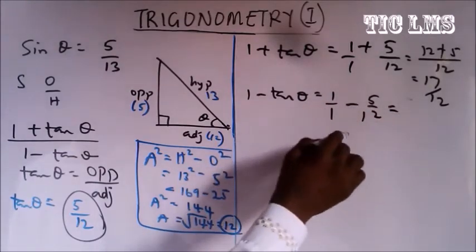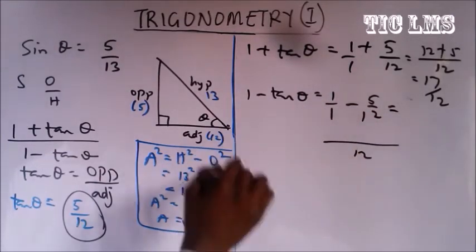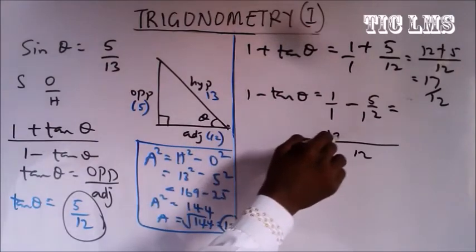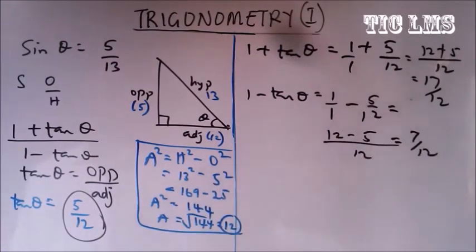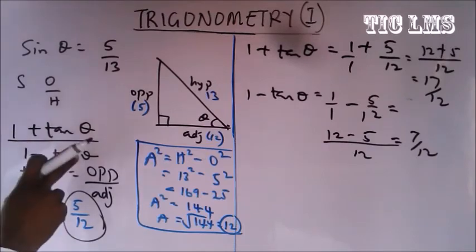So from here we find the LCM of this, which is 12. 1 in 12 is 12. 12 times 1 is 12 minus 5. So we have 7 over 12 here. Next, this means this one is 1 plus tan theta divided by this.